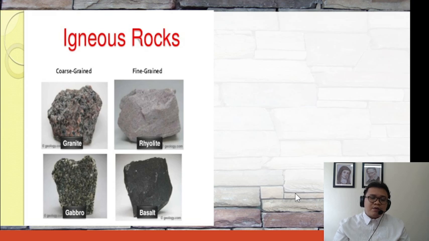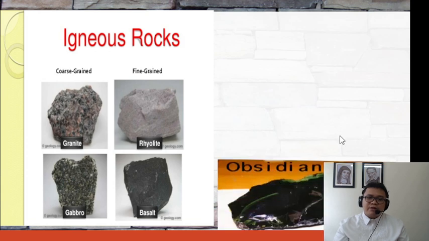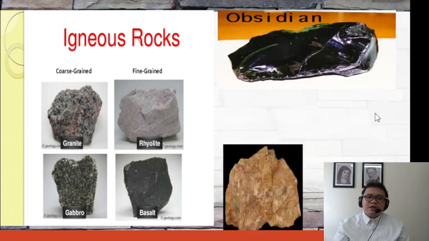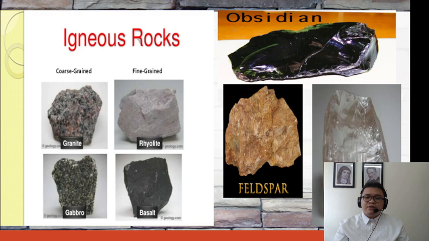So as you can see, a while ago we just mentioned the classifications of igneous rocks from coarse grained and fine grained. Then we have the glassy texture there, the feldspar, and of course this rock here. So those are some examples of igneous rocks.